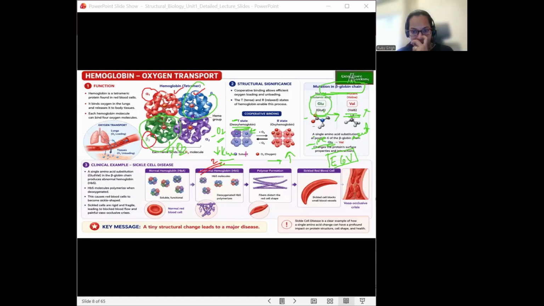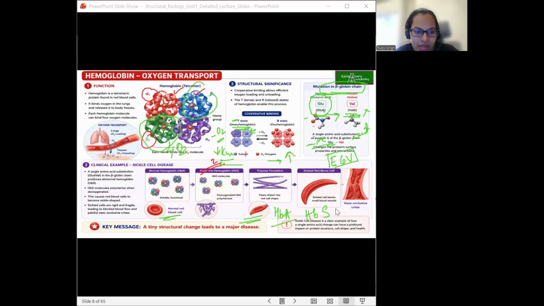Now, how do we represent this? If you can see over here, it's all written. Your normal RBC is going to become a sickle cell. Why sickle cell? Because the shape is like a sickle. And the hemoglobin, which we usually represent like this, will now be represented as hemoglobin S, the abnormal hemoglobin, because of its sickle shape.